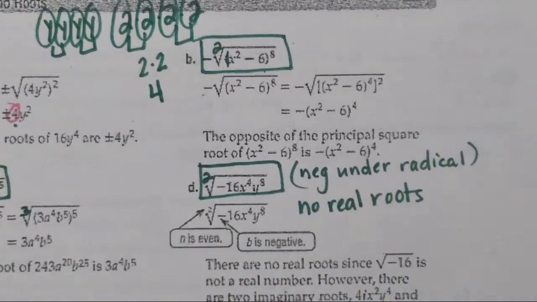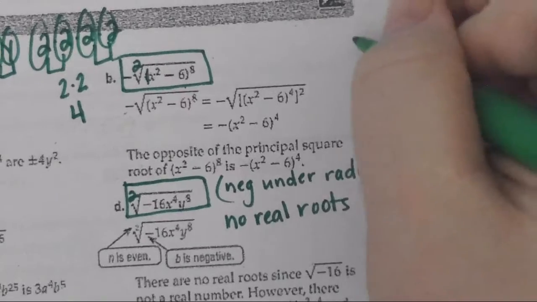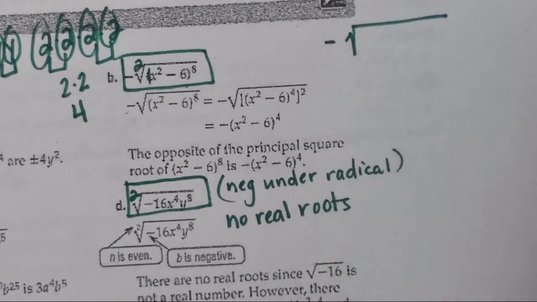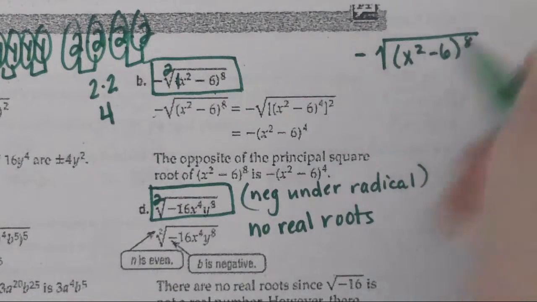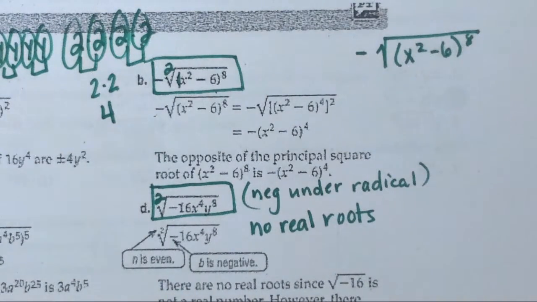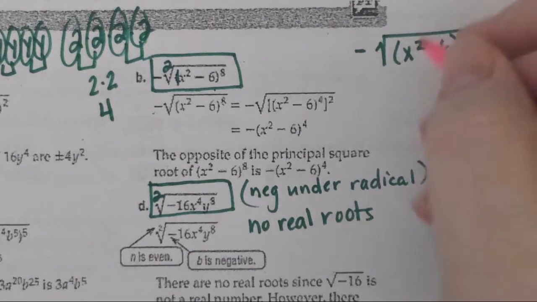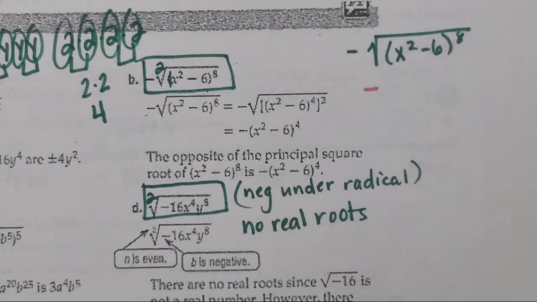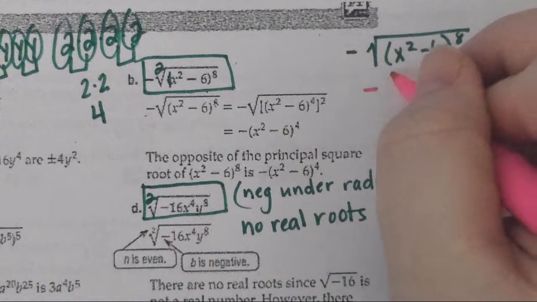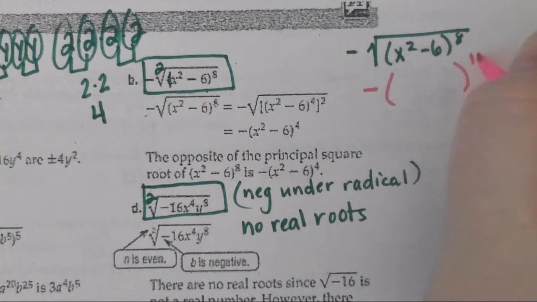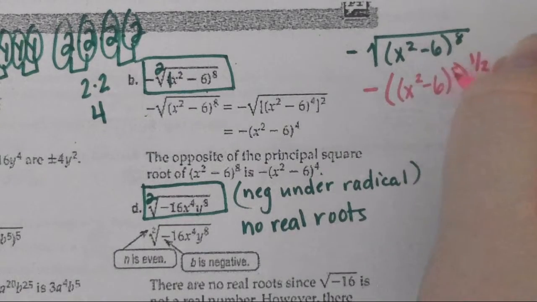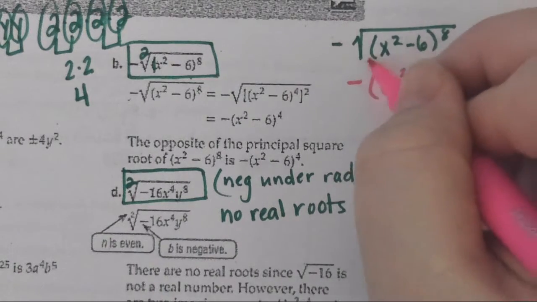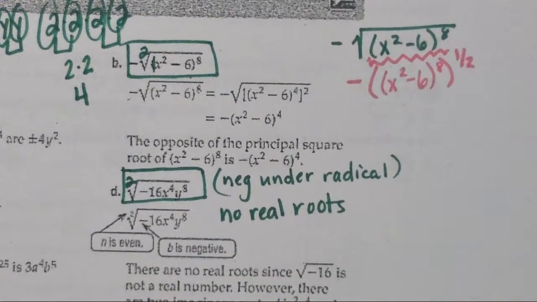Let's go to B. Now, B is super annoying because I got to write it to the side. It's negative square root of x squared minus 6 to the 8. But again, I'm going to leave that negative on the outside. Instead of a square root, I think of it as being raised to the 1/2 power. I'm going to put a lot of parentheses today. I think of it as this, all raised to the 1/2 power.